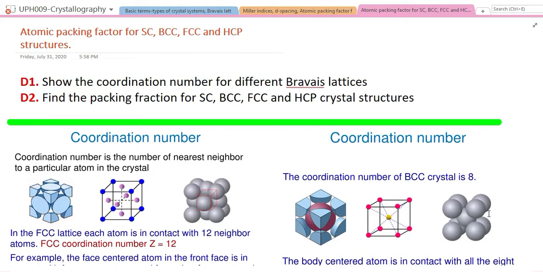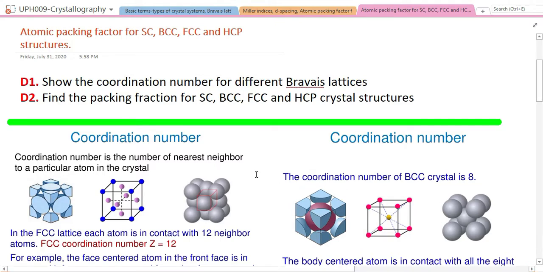In this session, we are going to talk about coordination number in Bravais lattices and then find out the packing fraction in a few crystal structures. In the last section, we talked about Miller indices in different crystal structures. Continuing from that, we are now going to start by defining what a coordination number is.